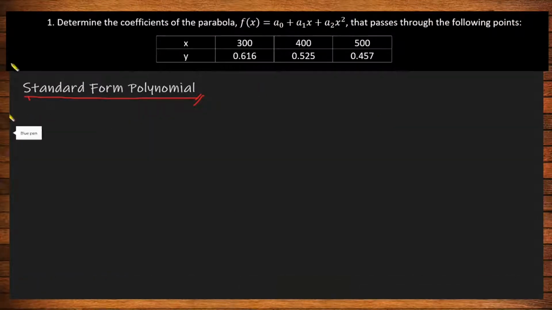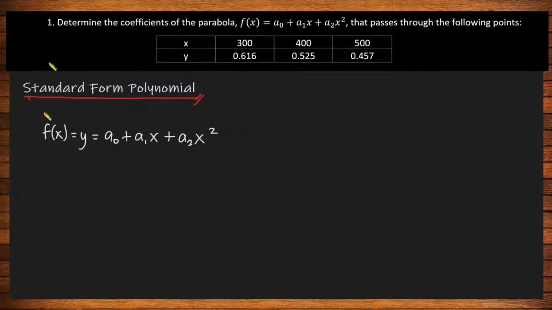Determine the coefficients of the parabola f of x equal to a sub 0 plus a sub 1x plus a sub 2x squared that passes through the following points. Okay, so meron tayong mga given points dito. Again, we need to formulate a parabola that will pass through all of these points. So since we have 3 data points, we need to formulate a polynomial of second order. So that is a parabola.